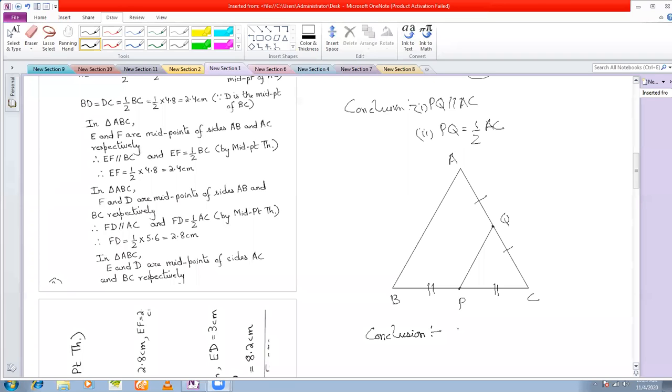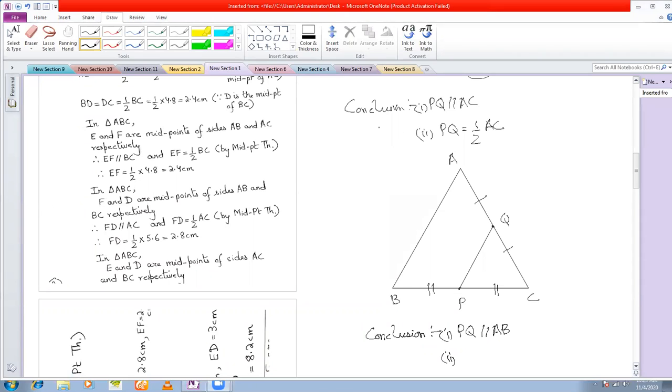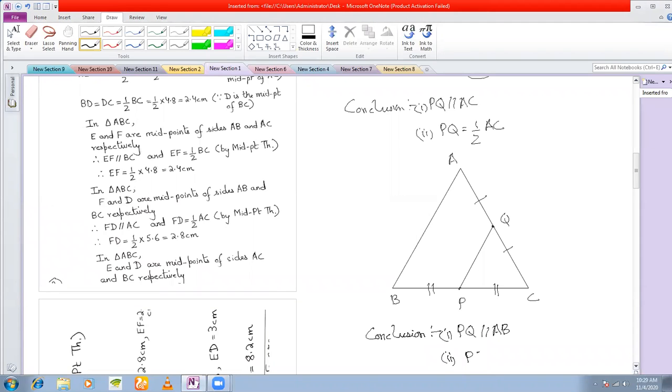PQ is parallel to AB, and PQ is half of AB. Exactly. The length of PQ is half of the length of AB. So what if I give you the length of PQ as 5 centimeters? Can you find out the length of AB? 10 centimeters. So that's the idea of the midpoint theorem. Clear? I stop here for today.